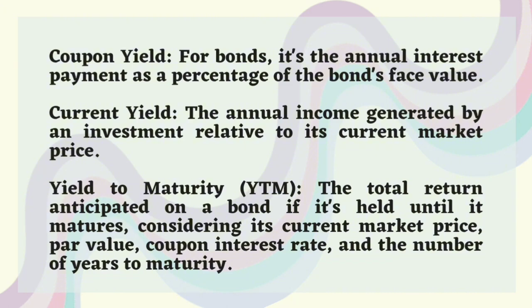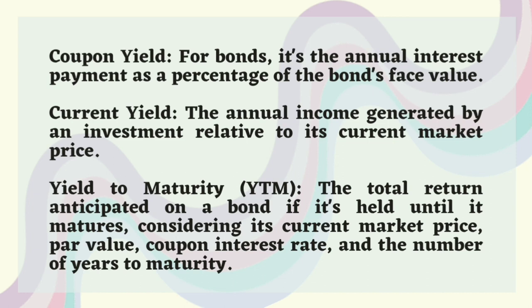Next is the current yield, the annual income generated by an investment relative to its current market price. For example, a $40 stock with a $2 annual dividend has a current yield of 5%, and that's $2 divided by $40. And lastly, yield to maturity, or YTM, the total return anticipated on a bond if it's held until it matures, considering its current market price, par value, coupon interest rate, and the number of years to maturity.